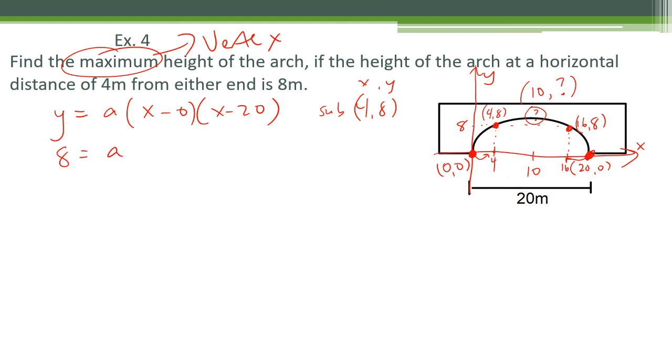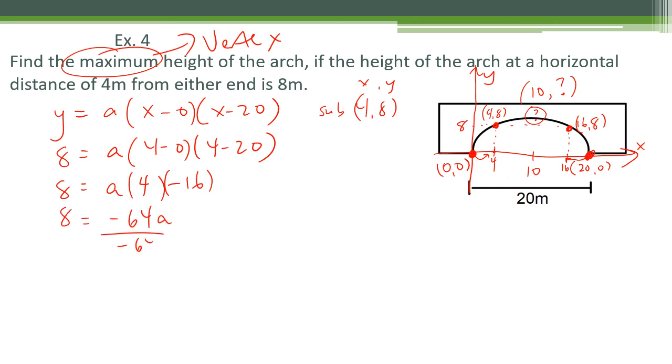So 8 equals a, x is 4. Do the math, 4 minus 0 is 4. 4 minus 20 is negative 16. Negative 16 times 4 is negative 64. Divide both sides by negative 64. Reduce our fraction. That's negative 1/8. And I want to leave it like that. I mean, it does work out to be an okay decimal, negative 0.125. But let's challenge ourselves and keep it as a fraction.